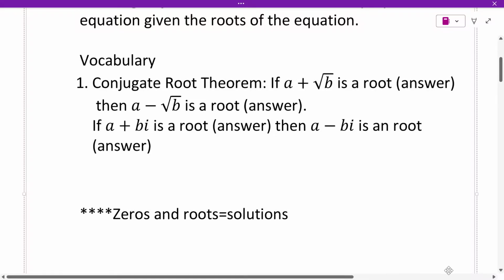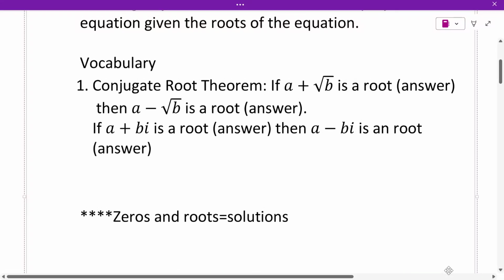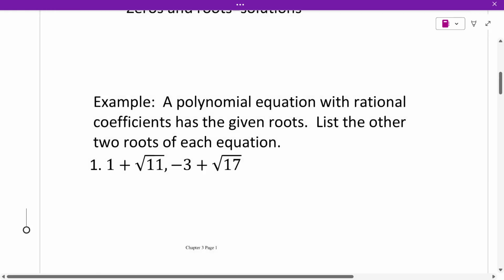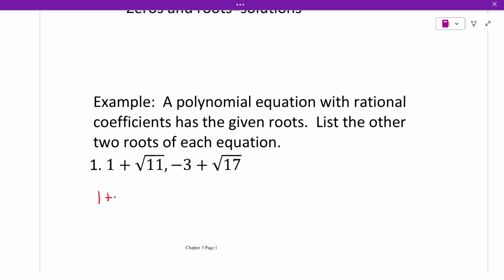So, roots are zeros, they are solutions. So let's take this, for example. If 1 plus the square root of 11 is a solution, what's another solution? 1 minus the square root of 11 is a solution. Negative 3 plus the square root of 17 is a solution. What's the other solution? Negative 3 minus the square root of 17.